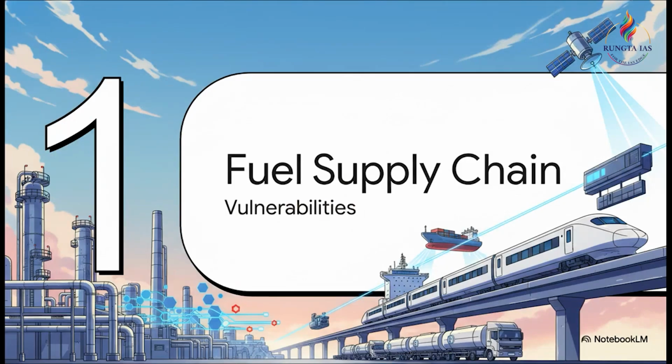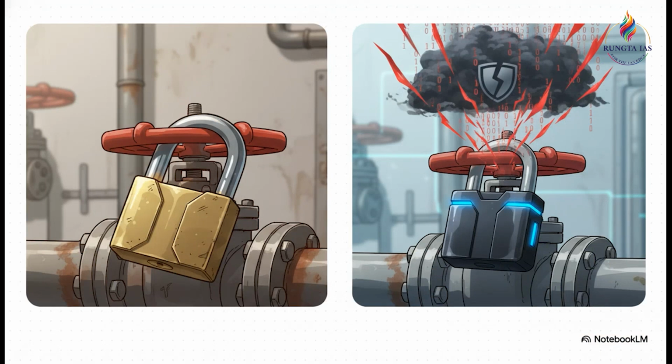So, moving on to Section 1, Case Study: Fuel Supply Chain Vulnerabilities. This is a fantastic, highly concrete case study you can use directly in your answers. Fuel transportation is literally the lifeblood of our economy, and how we secure it has fundamentally changed. Think about it. Earlier, our oil tankers were protected with simple brass padlocks and physical keys. But of course, that led to pilferage. So what did we do?